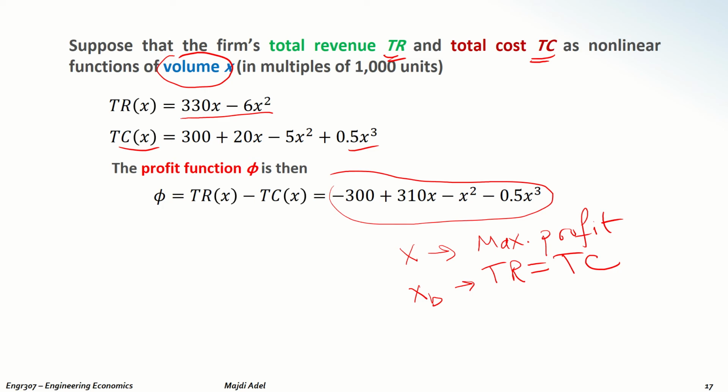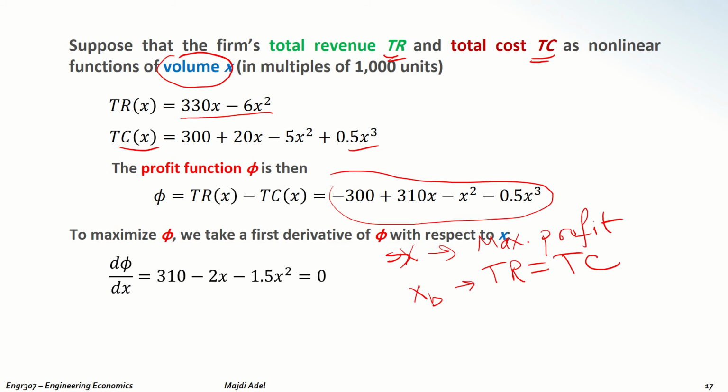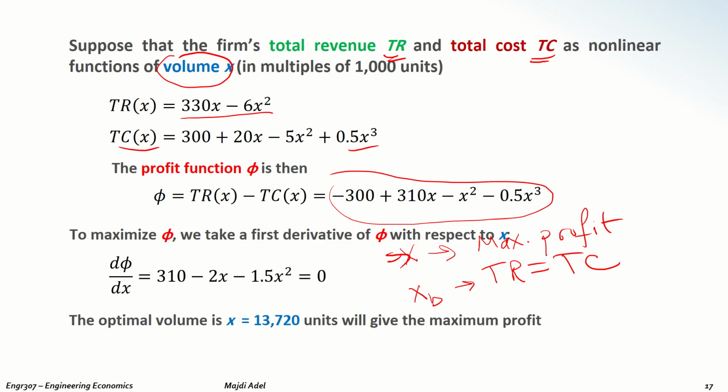For the first part, maximum profit, we find it by taking the derivative of the profit function, setting it equal to 0, and solving for x. So the optimal x for our example is 13,720 units. If the company produces and sells 13,720 units, this means it will generate the maximum profit. What happens if it produces less than 13,000, let's say 10,000? It still generates a profit, but it's not going to be the optimal profit. It will be less.